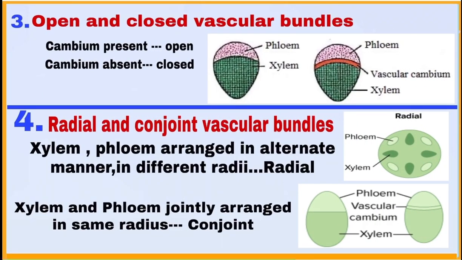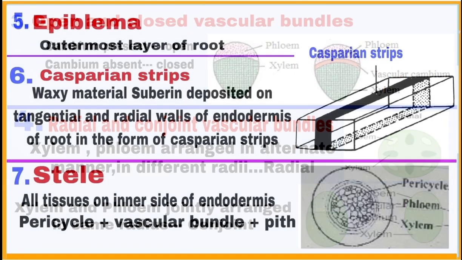Vascular bundles where cambium is present between xylem and phloem are open type of vascular bundles, and where cambium is absent are closed type of vascular bundles. Also, where xylem and phloem are arranged in alternate manner in different radii are radial vascular bundles, and if xylem and phloem jointly arranged in same radius are called conjoint vascular bundles.